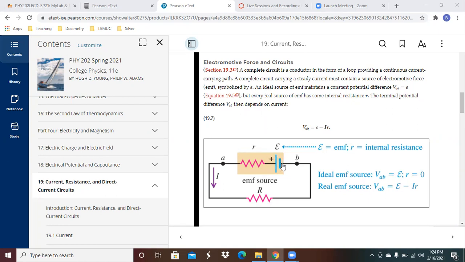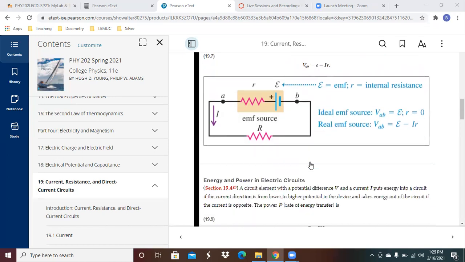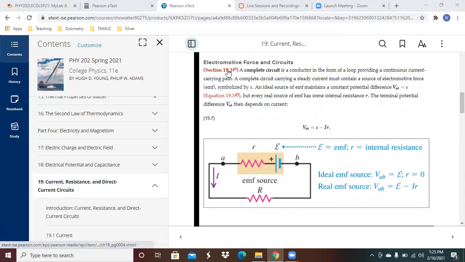An ideal source of EMF maintains a constant potential difference, A to B, and that's going to be equal to E. But every real source of EMF has some sort of internal resistance, and the terminal potential difference then depends on the current. So in other words, this EMF not only is providing this potential difference, but it's also overcoming a little bit of resistance within itself. So the electromotive force is going to be this plus that. That's probably the best way to think about that.